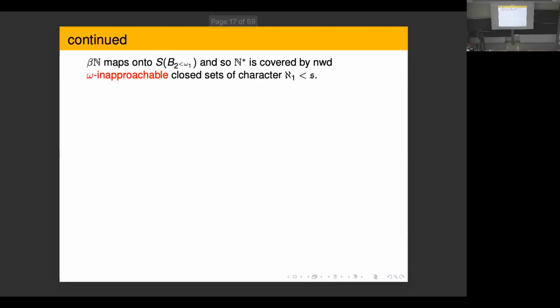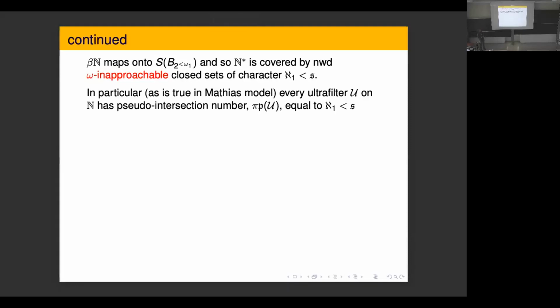And what that says is that because that Efimov beta n will map onto that Efimov space, and you pull pre-images back, you can get a covering of n star by a whole bunch of nowhere dense sets of character omega 1. So all of these sets, let me say that again, a bunch of filters of character aleph 1, none of which have a pseudo-intersection, and yet the splitting number is aleph 2. So now that was special in that model.